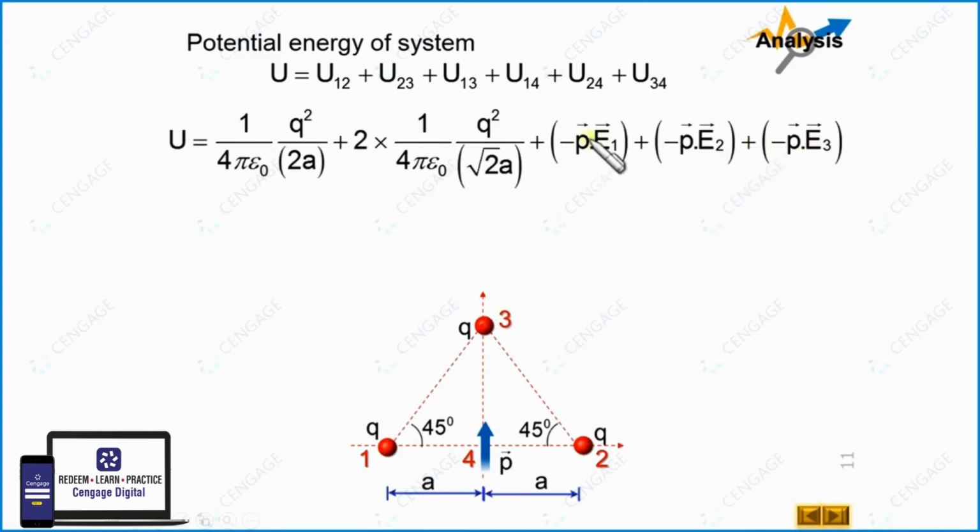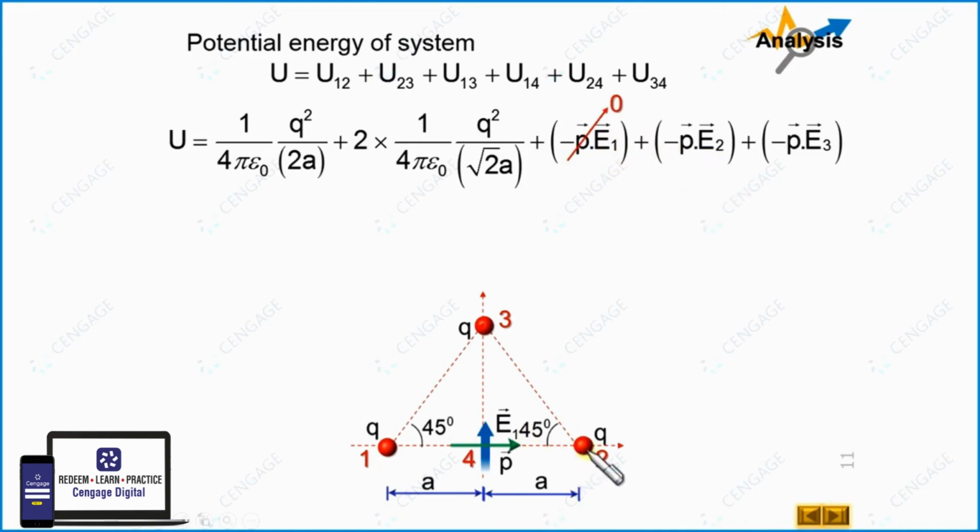Let us calculate this value P dot E1. P is the dipole moment and E1 is the electric field generated by this charged particle at the center of this dipole. We know this is a positive charge, so the electric field here should be in the rightward direction like this. So this is the E1 vector. We can observe the angle between the dipole moment and the E1 vector is 90 degrees. That means this dot product of the dipole moment and E1 should be 0.